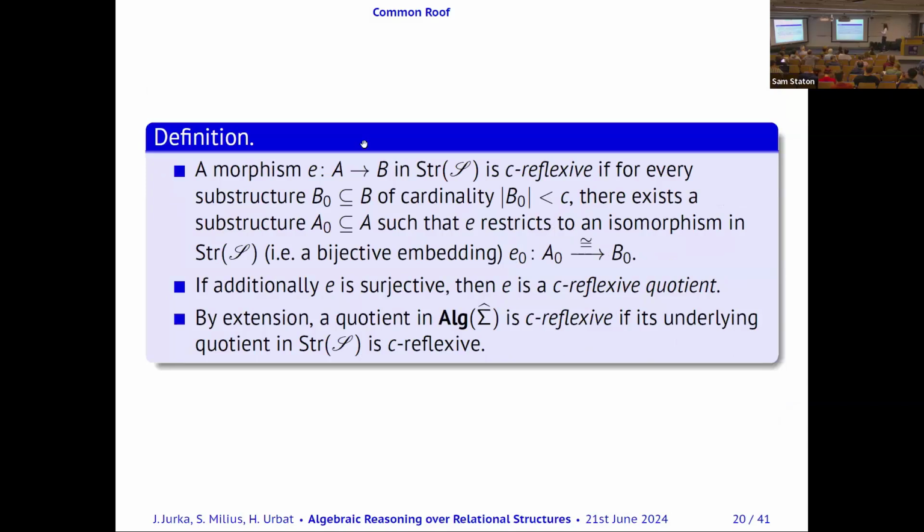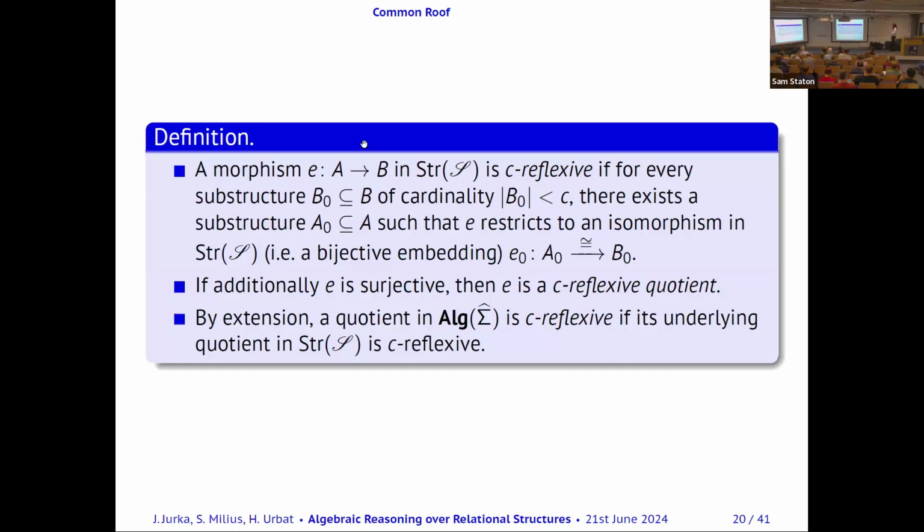So now we have the setting, and I will be getting to the variety theorem. An important notion is C-reflexiveness. It means that if we have something of cardinality less than C in the codomain, then we have something in the domain such that this original morphism can be restricted to an isomorphism like this. Isomorphism here corresponds to a bijective embedding.